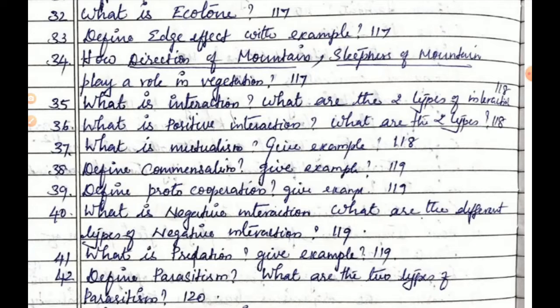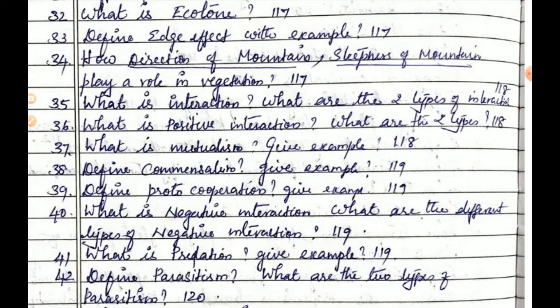The two types of positive interactions are mutualism and commensalism. The next question is, what is mutualism? Give example. Answer is given in page number 118. Mutualism is an interaction between two species of organism in which both are benefited from the obligate association.